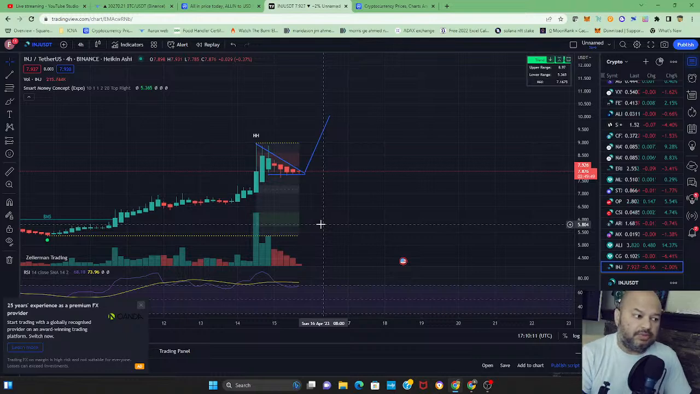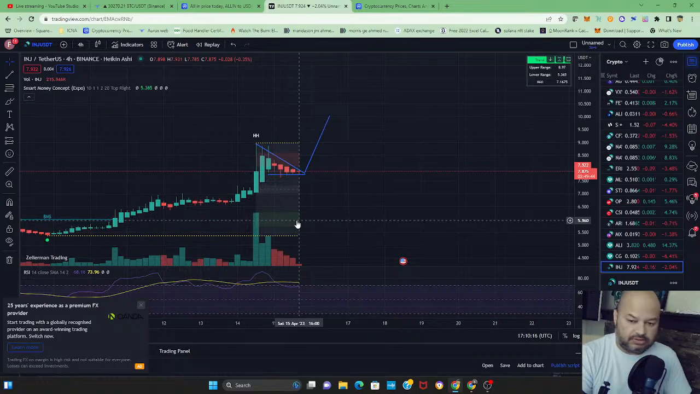Your best area would be around $5 to $6 here in this area. So that's TA for Injective.